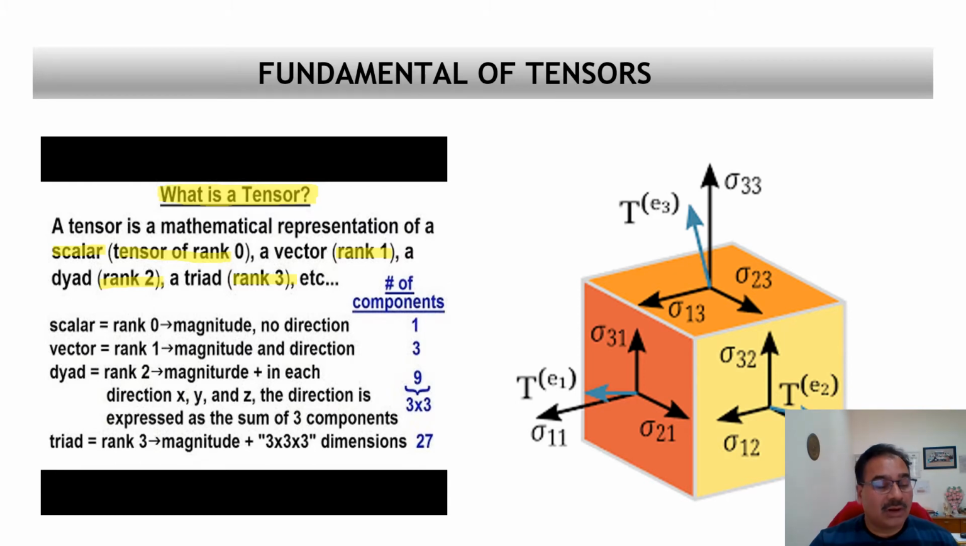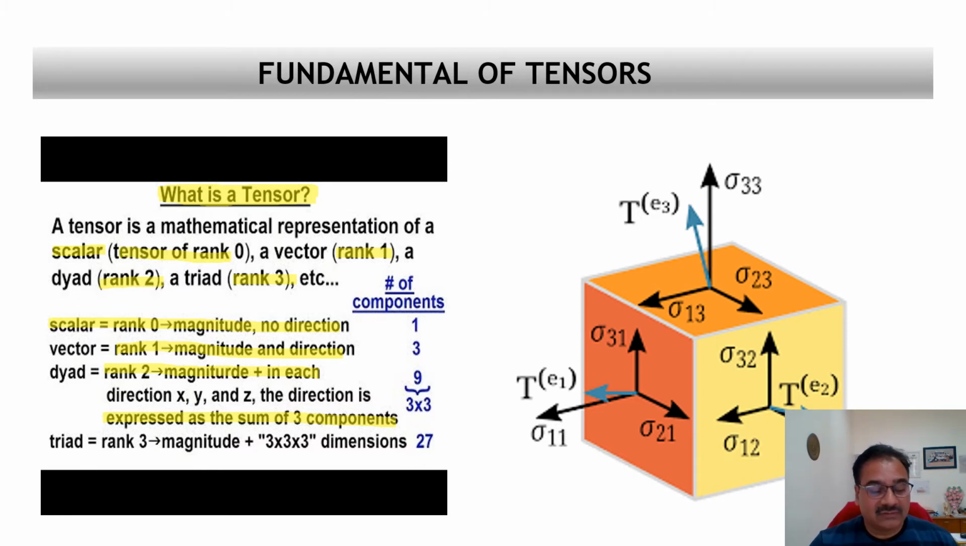What is the mathematical definition of a scalar? A scalar means magnitude without direction. The number of components is only one and the rank is 0. A vector means rank 1, with magnitude and direction both, and the components are 3. A dyad means rank 2, magnitude plus direction in each of x, y, and z. The direction is expressed as the sum of 3 components, so the number of components is 3 cross 3, that is 9.